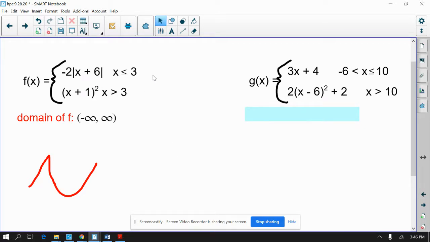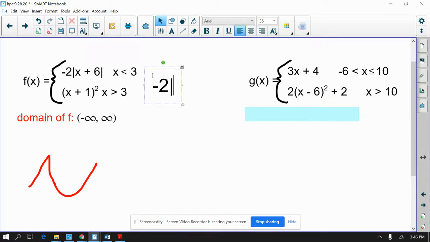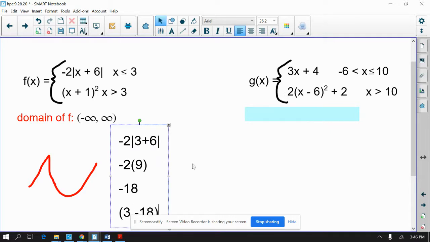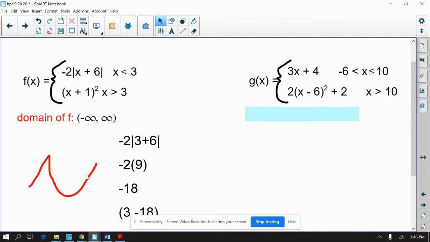So let's see here. -2 times the absolute value of 3 plus 6. And 3 plus 6 is 9. The absolute value of 9 is 9. So it's -2 times 9, which is -18. So for the absolute value part, I know the absolute value leaves off at a y value of -18.